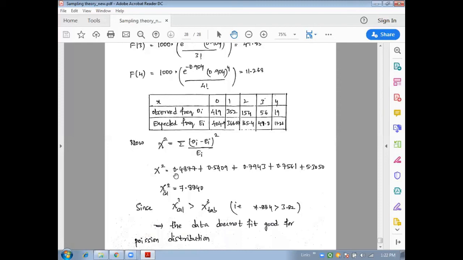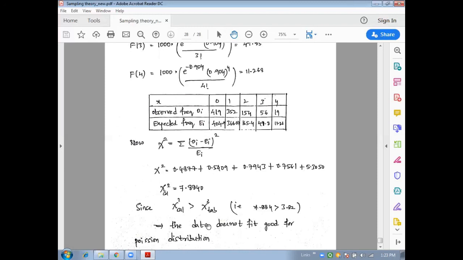Okay, so the first one, the answer is reduced to 0.9877. The second one is 0.5409. The third one is 0.7943. The fourth value is 0.7561. For the last, we have 5.3050. So if we simplify these values, we'll have chi-square of calculation as 7.8840. With this value, you have to compare the tabular value. What is the tabular value given in the question? It is 3.82. So by comparing these two values, we can say chi-square calculation is greater than chi-square tabular. Therefore, the data does not fit well for the Poisson distribution.